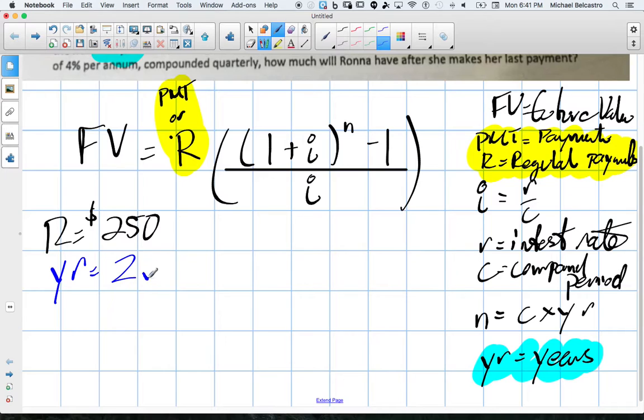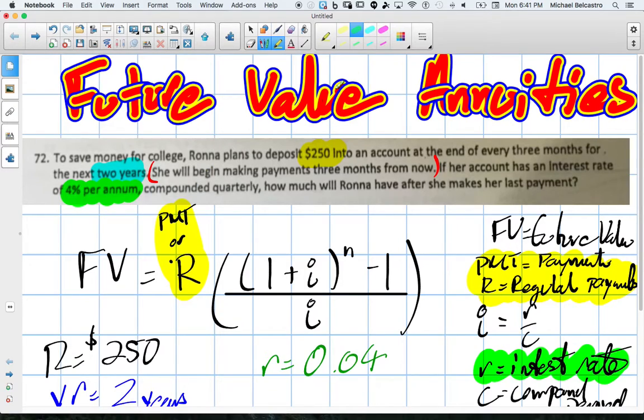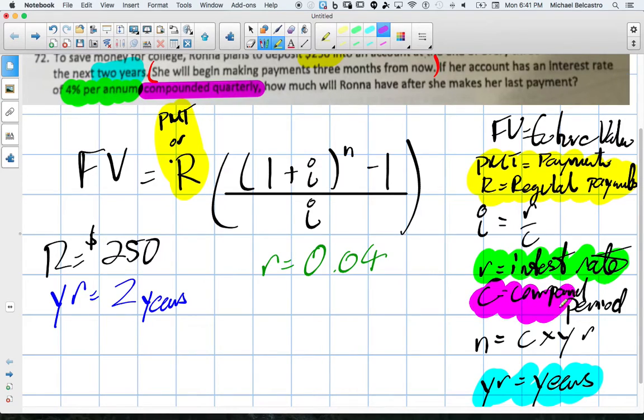She'll begin making payments 3 months from now. This is an important sentence. We're going to come back to this sentence. If her account pays an interest rate of 4% per annum, so 4% a year, that's our R value. So R is equal to, and I'm just going to convert it to a decimal, 0.04. Compounded quarterly, okay, so our compound period, that's our C. That's going to be equal to 4. So C is equal to 4.